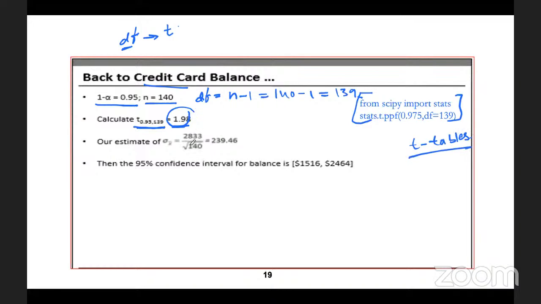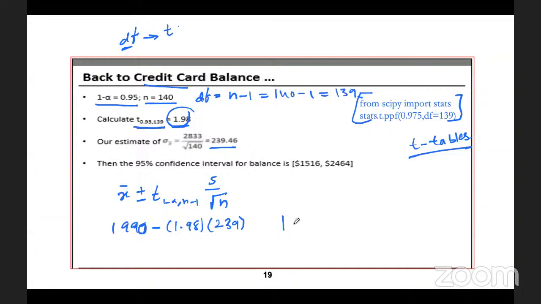You will get this value 1.98 and plug it into the equation, that is x bar plus or minus t 1 minus alpha, n minus 1 degrees of freedom, times s by root n. So x bar we know already, 1990, minus t value 1.98, s by root n we have 239. The other one is 1990 plus the same value 1.98 times 239. So this value is, right, 1516 and 2464.